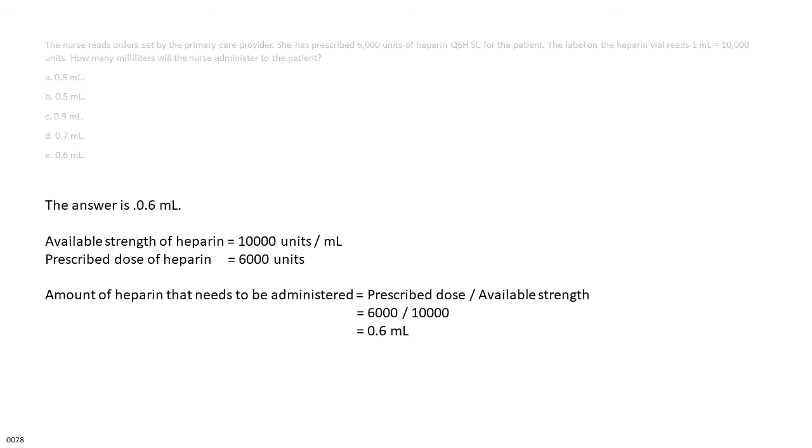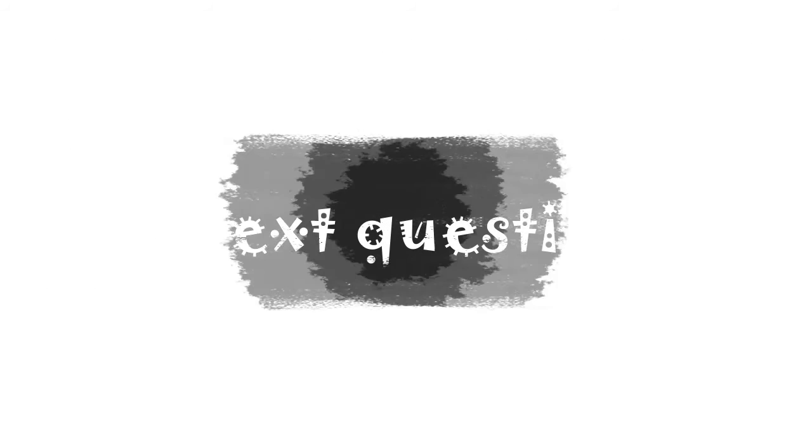The answer is 0.6 milliliters. Available strength of heparin equals 10,000 units per milliliter. Prescribed dose of heparin equals 6,000 units. Amount of heparin that needs to be administered equals prescribed dose divided by available strength equals 6,000 divided by 10,000 equals 0.6 milliliters.